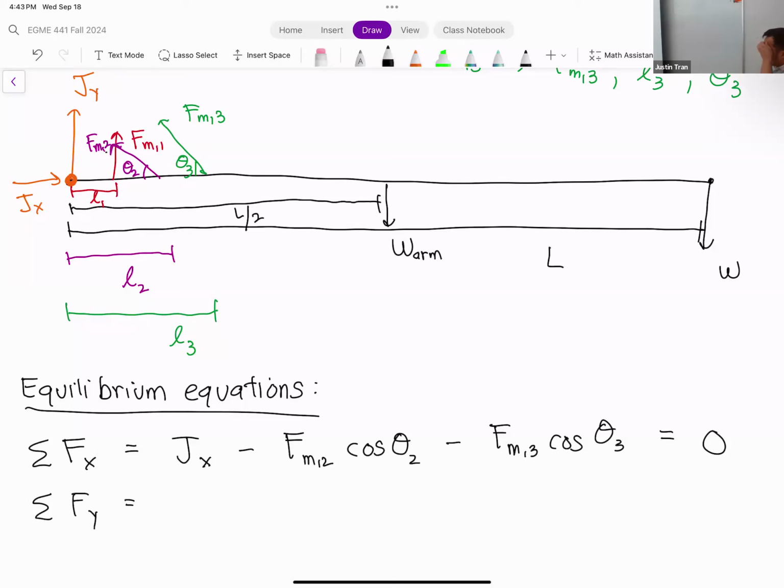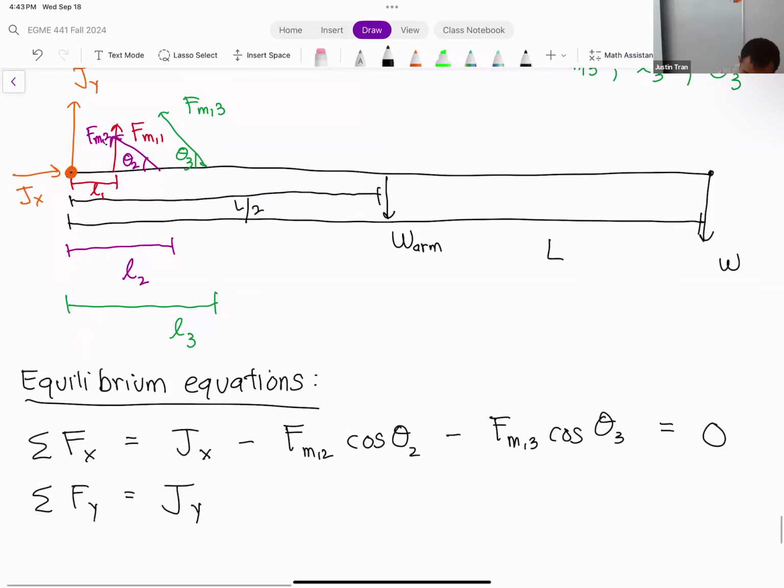Let's do the same thing in the y direction. We're going to sum up all the forces in the y direction, starting with Jy. In this figure, we've pointed Jy upwards, and so in the equations we have a positive Jy. Remember, it doesn't really matter all that much which directions you choose with the joint reaction forces, as long as you stay consistent in all of your equations. So we have Jy pointing upwards. We have the three muscle forces, all pointing upwards, or at least one of their components does.